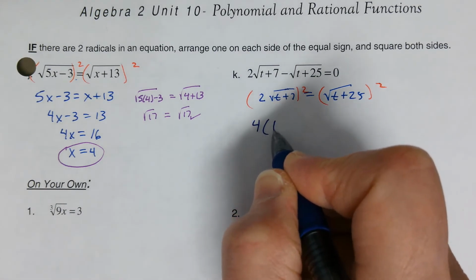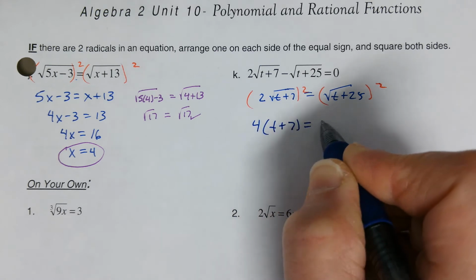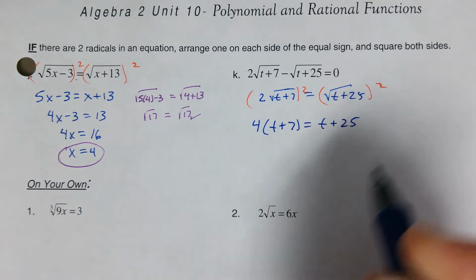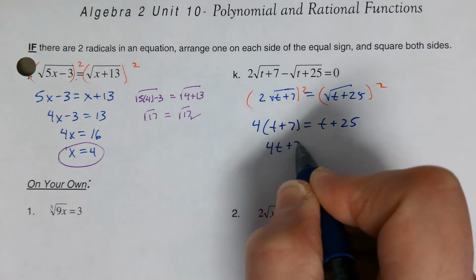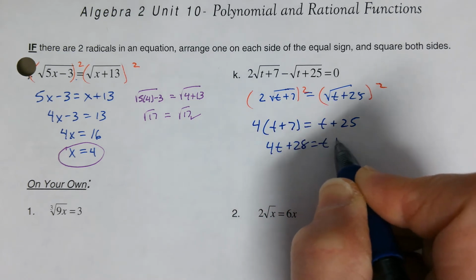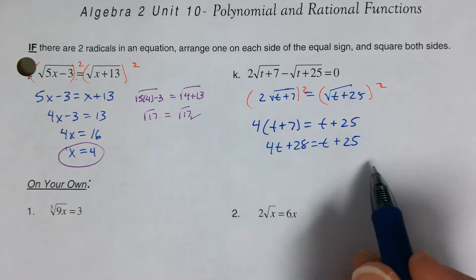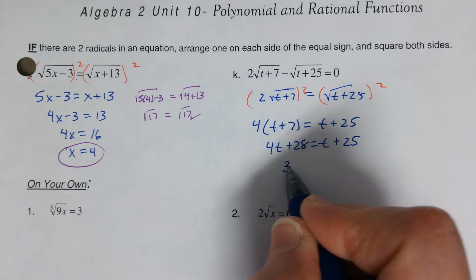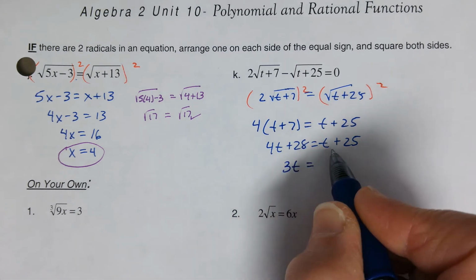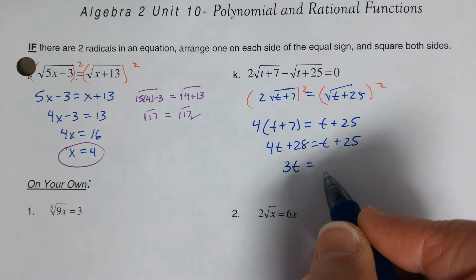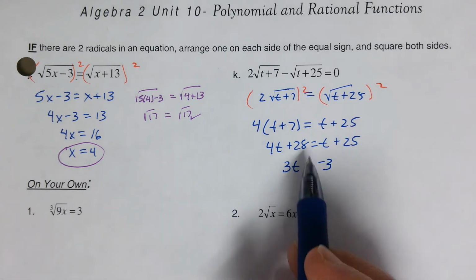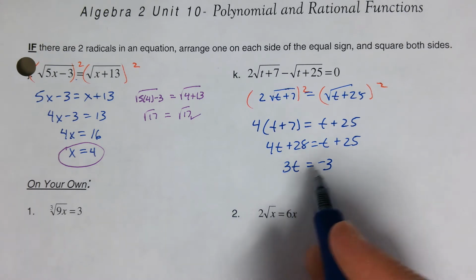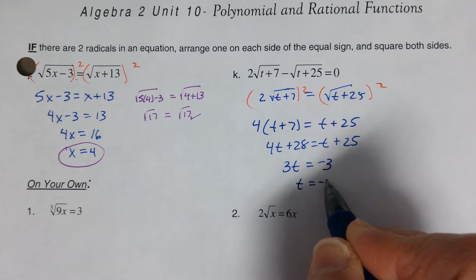So we have 4 parentheses t plus 7 equals t plus 25. Distribute the 4, 4t plus 28. And this is linear, so subtract t and subtract 28. We get 3t equals negative 3. And divide by 3, t equals negative 1.